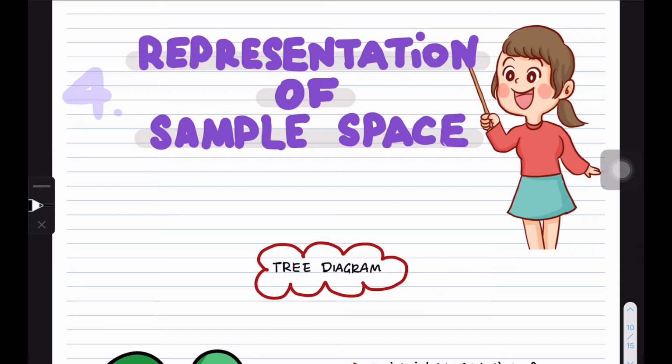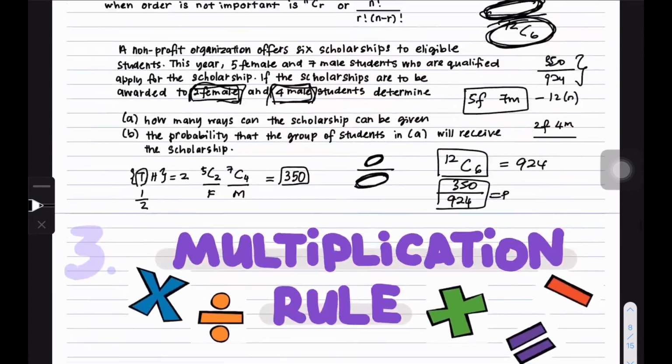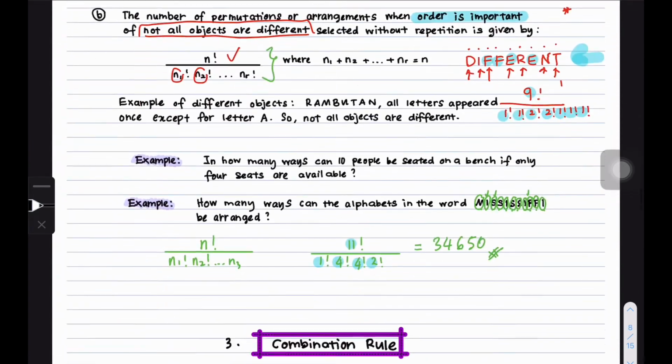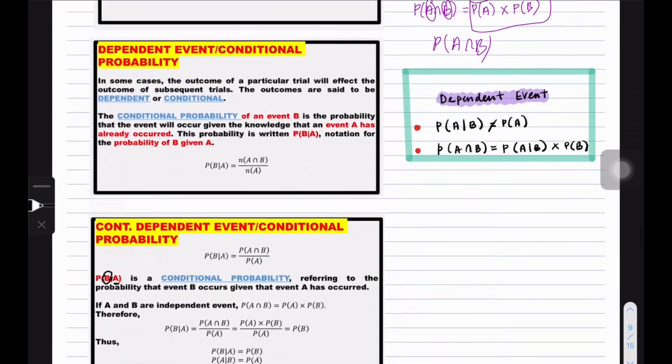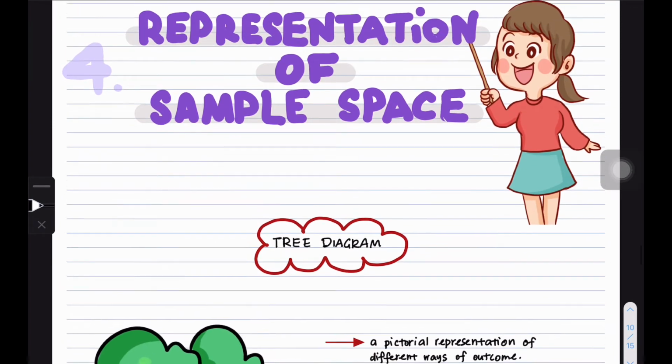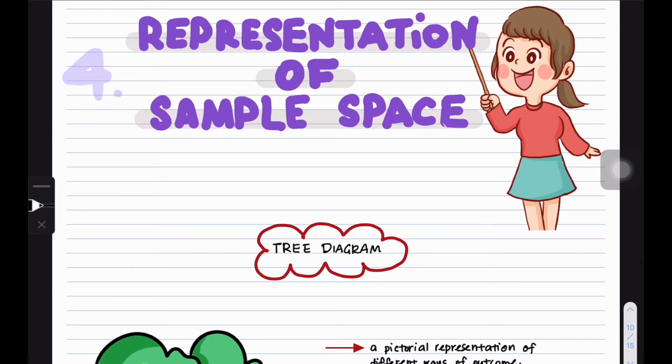So today we will continue our lesson with the second last subtopic in chapter 4, which is the representation of sample space. Before this we have learned about the multiplication rule for probability, and also the counting rules. Under counting rules, we have 3 rules, which are the MN rule, combination rule, and permutation rule. And we move on from the multiplication rule, and now we want to see how we can represent sample space.